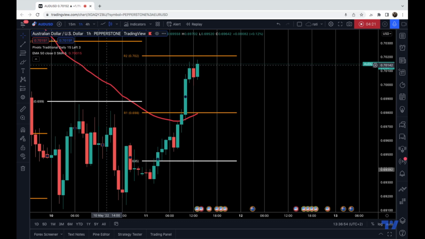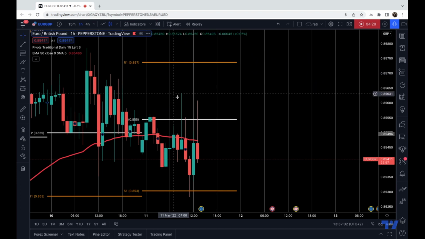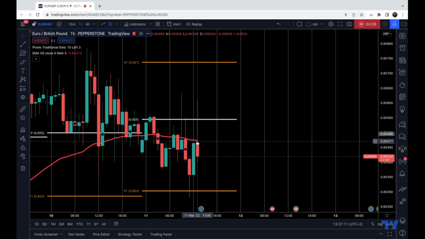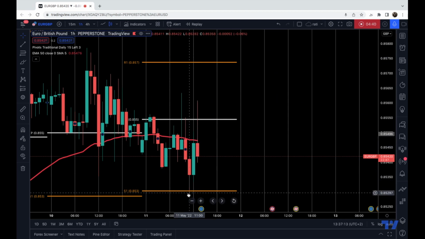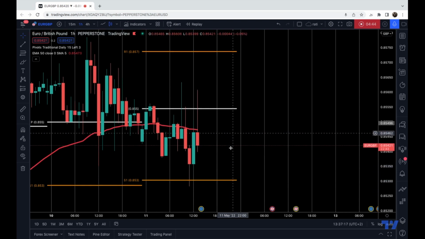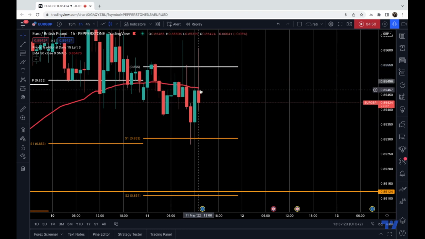So if we go to another pair, okay, so now this is EURGBP. As we can see on the 1-hour chart, price is below the pivot point, and we can also now start to see that price is testing this moving average, the 50-day moving average. It's already tested S1, so we could potentially see a move down here now that we've seen that it's tested the moving average, and we can see some long wicks here, some long rejection wicks.